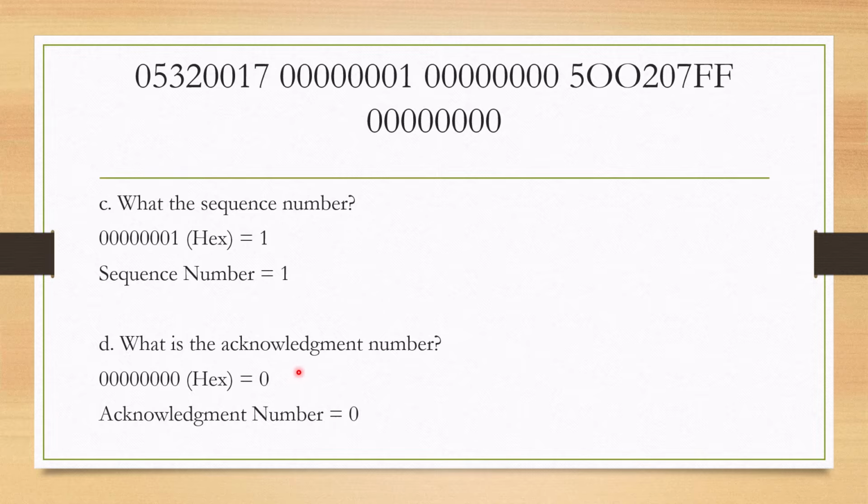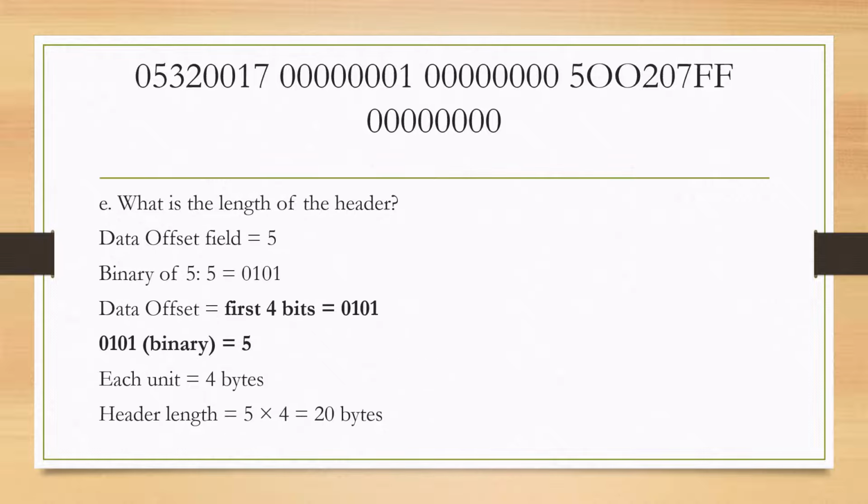Then what is this hexadecimal number? Sorry, the acknowledgement number. It is in hexadecimal, right? If we convert that hexadecimal number into decimal, we get 0, so the acknowledgement number is also 0. And the next one is, what is the length of the header? Here a small complication occurs. These 4 bits describe the length of the header.